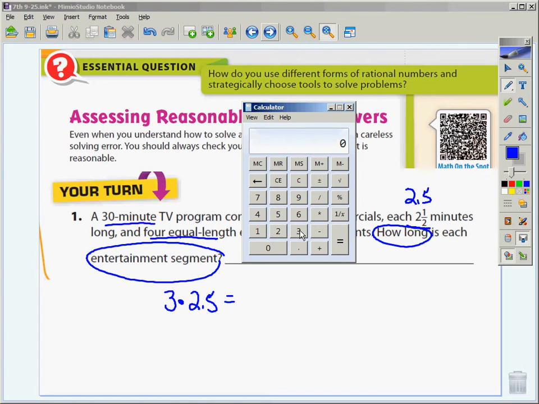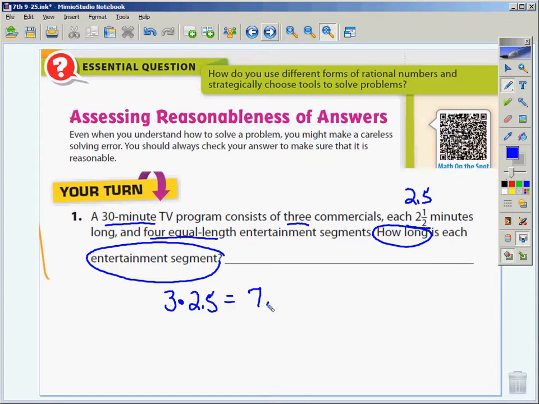So we're going to take 3 times 2.5. And we can see that that is 7.5 minutes. If the whole program was 30 minutes long, I have to take the 7.5 minutes away from it to find out how much of it's already been used up by the commercials.